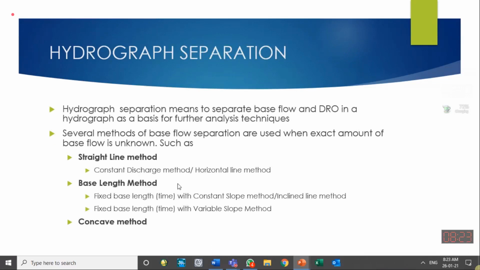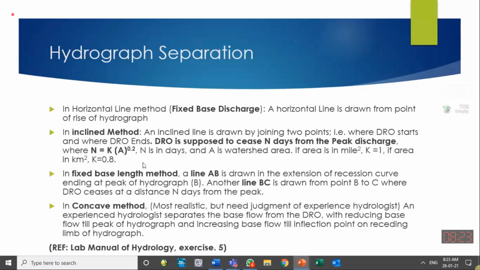Another straight line method was the inclined line method. Another one was the fixed base length method. In this method, a line A to B is drawn in the extension of the recession curve, ending at the peak of the hydrograph. So we draw a straight line. So now there will be two lines. Rather than one inclined line, now there will be two lines.